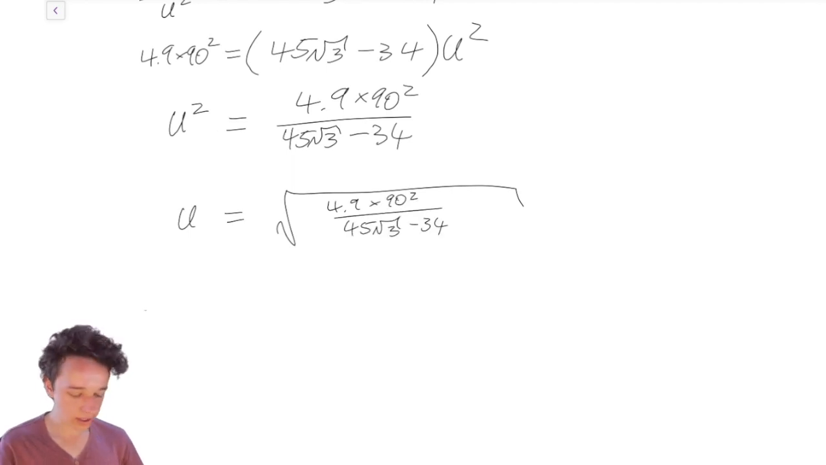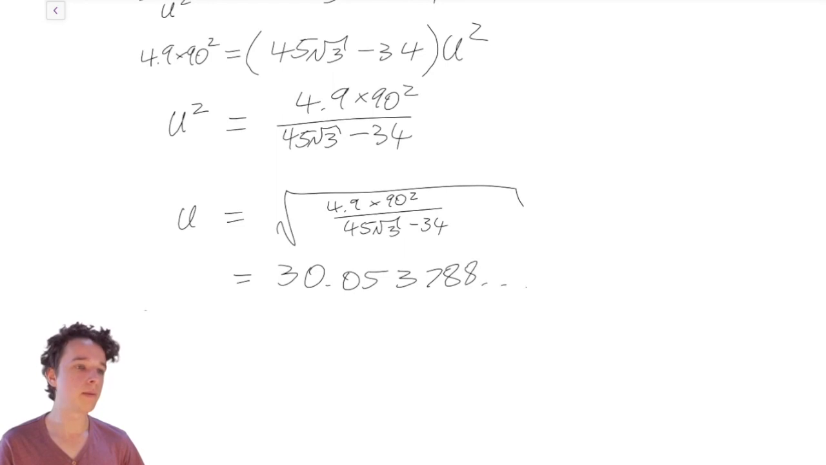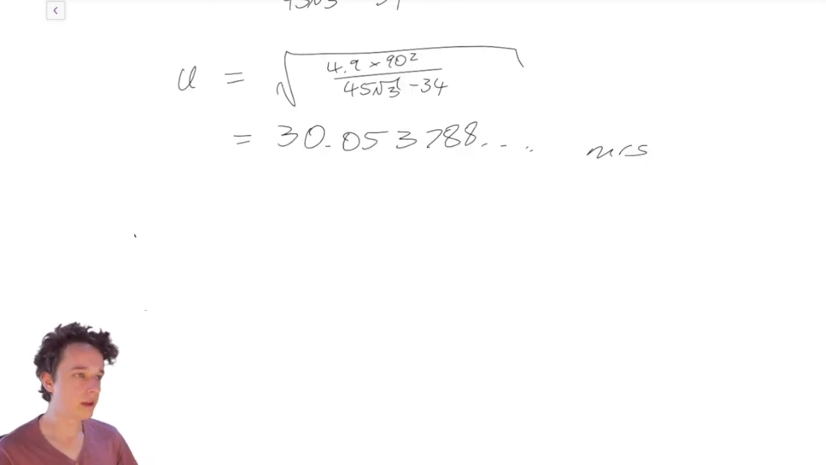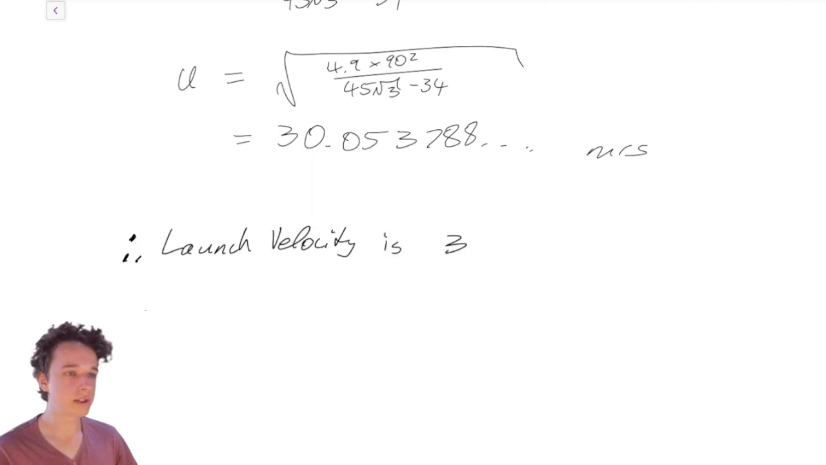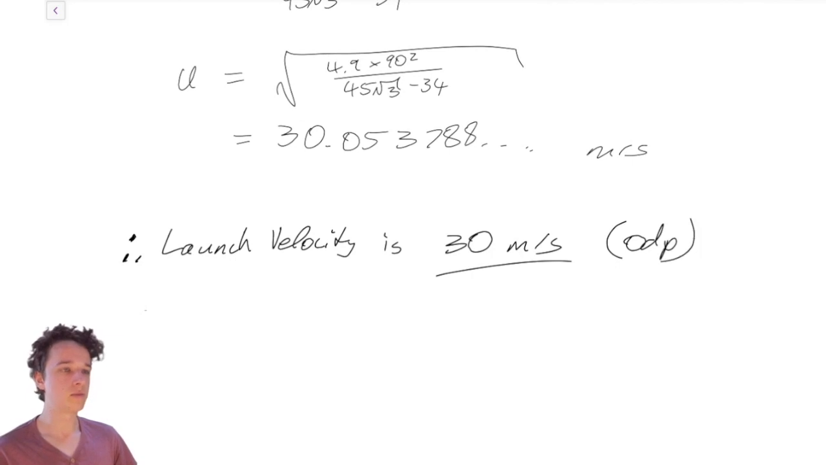And if we put that into the calculator, we get 30.053788 and so on meters per second. Therefore, launch velocity is 30 meters per second. Underline that, 0 decimal places.